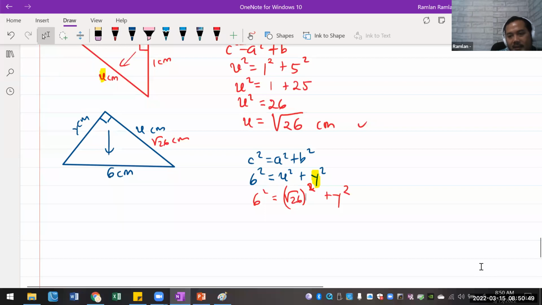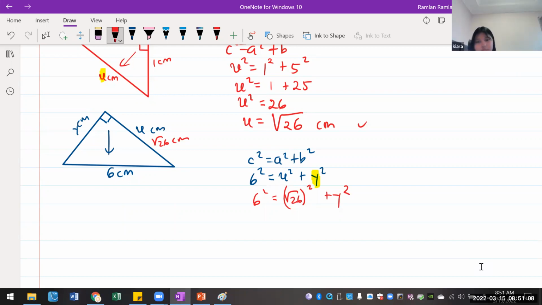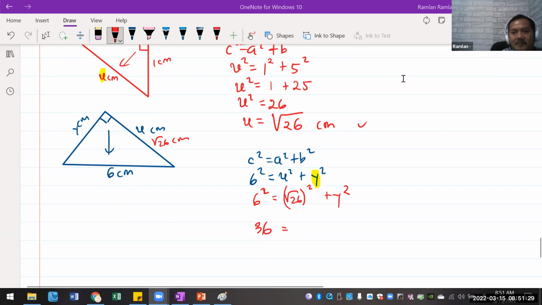Okay, now I want to go to Kiara. Is Kiara there? Yes, Kiara. What should we do next, Kiara? How do we find Y? Those are 6 squared and square root of 26 squared, please help. So what is 6 squared? 36. 36, okay, good. What is the square root of 26 squared? Okay, guys, you can use the calculator to find it. It's 26, right? As I said before, square root and square cancel each other, so it's just 26, the number inside.